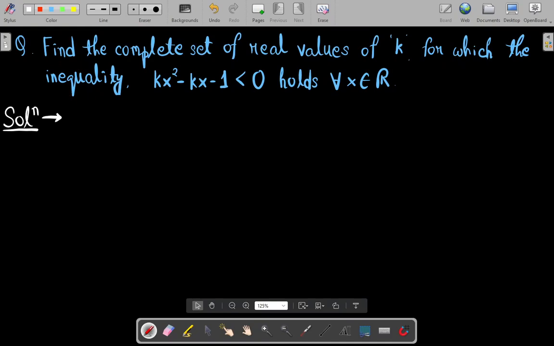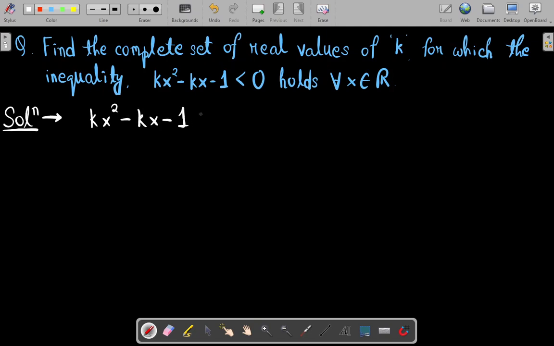Hello everyone. In this question, it is asked that we are to find the complete set of real values of k for which the inequality kx² − kx − 1 < 0 is true for any real x. So we are given a quadratic inequality, kx² − kx − 1, which is less than 0 and is true for any real x.